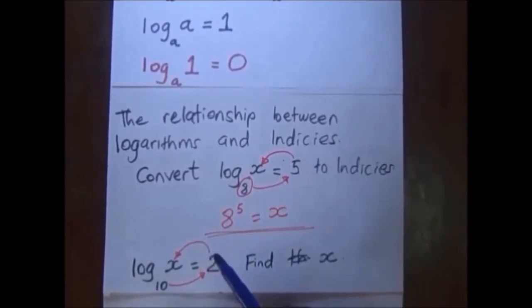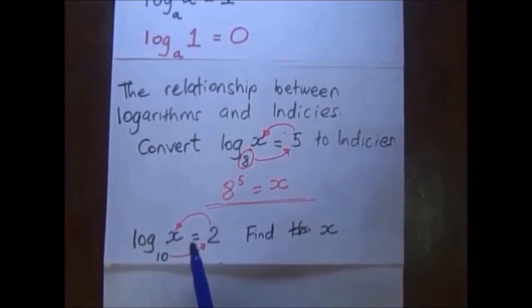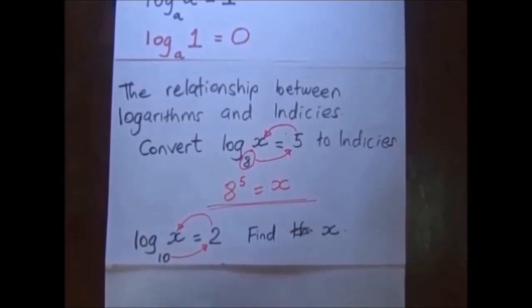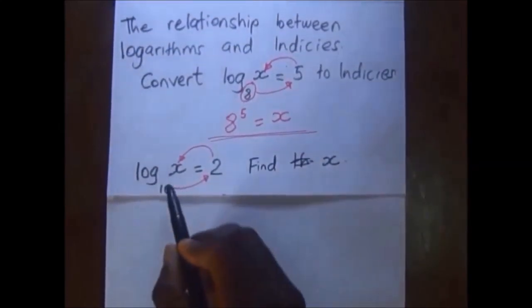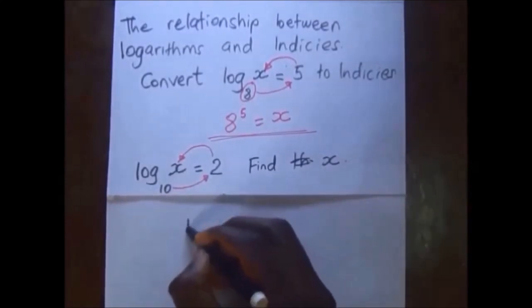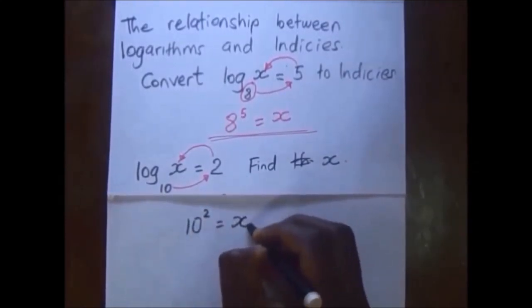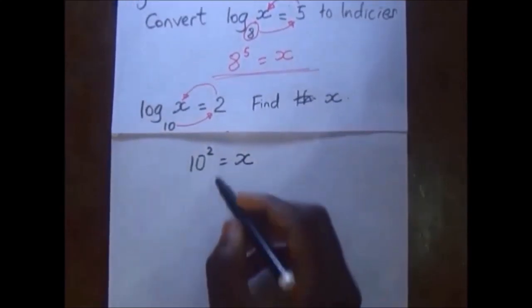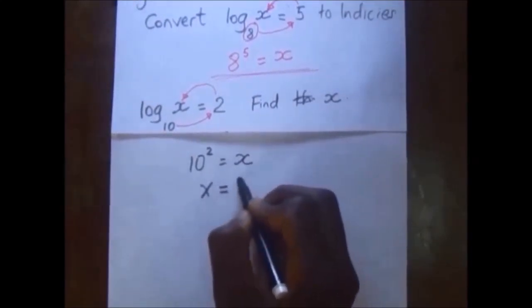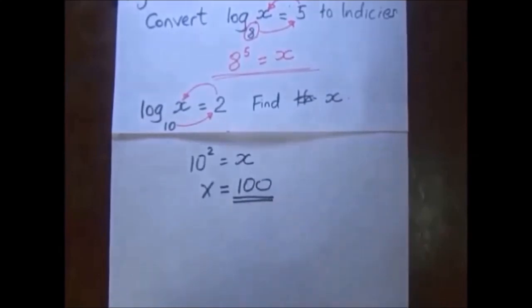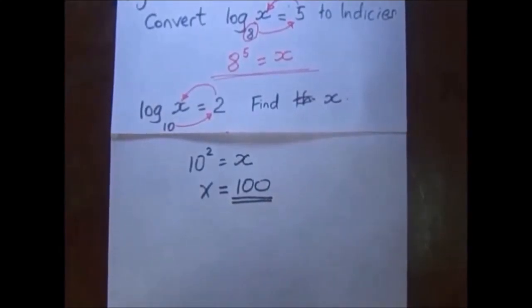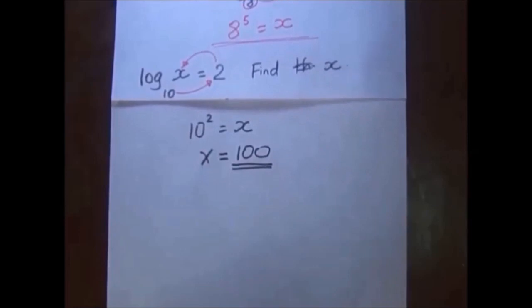As simple as that. Let's look at another random example here. If log of x base 10 is equal to 2, find the value of x. Now, to find the value of x, it is as simple as first converting it to index form. So it's going to be 10 to the power 2 is equal to x. So the answer we shall get here is x is going to be 100. And that's the answer. So that is converting a logarithm into an index form.